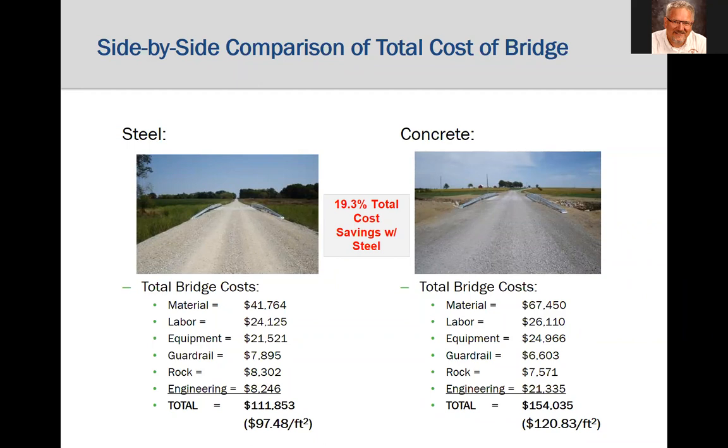However, comparing only total cost can be deceiving given the different site characteristics of the two bridges. For instance, we see here that the concrete bridge had significantly higher engineering costs at over $21,000 compared to the steel bridge where the engineering costs only cost about $8,200. We also see a difference in the cost for the rock, which does not have to do with the structure, but is the rock that is put along the stream bed to protect the bridge.